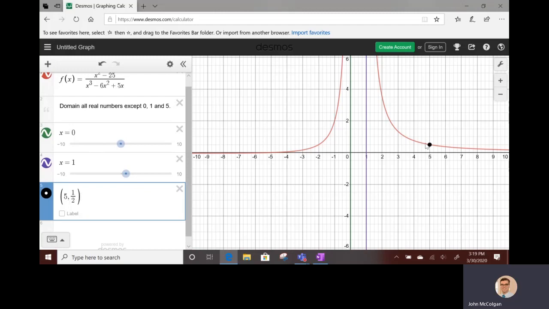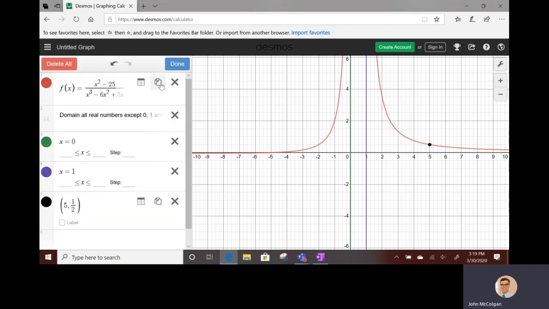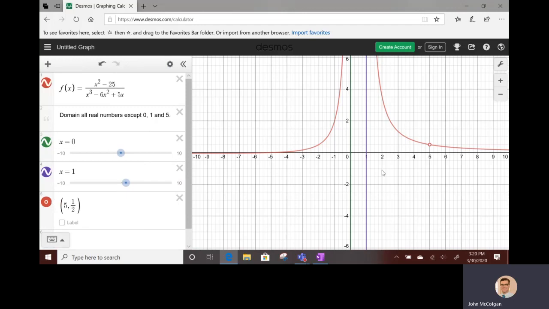And what I would do if I were you, see how it became a black dot on my screen? That's not 100% helpful because people can't see there's a hole. But if you click this edit list button, you can edit a whole bunch of stuff. If you click on the black circle over here in the list, you can change the style to make it a hole, and also the color. I changed it to red just because the function's in red, so why not? And now someone else who's looking at this graph would very quickly be able to tell, oh man, there's a hole at 5. 5's not part of the domain.